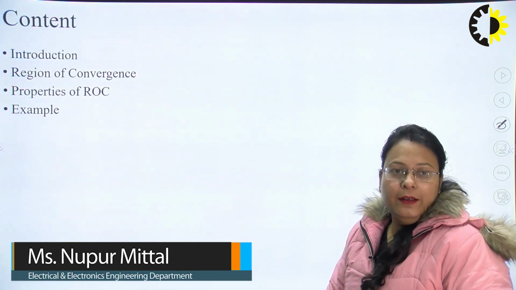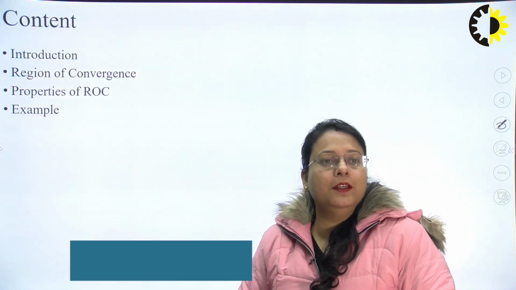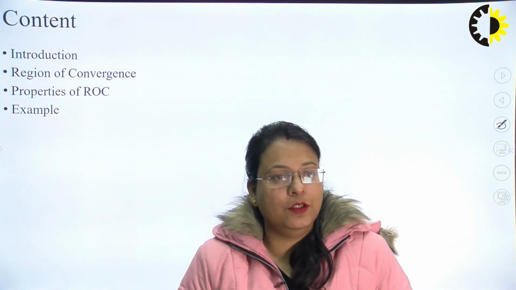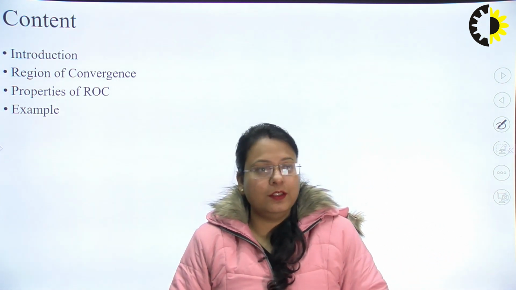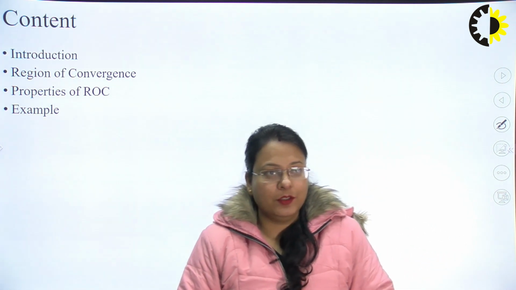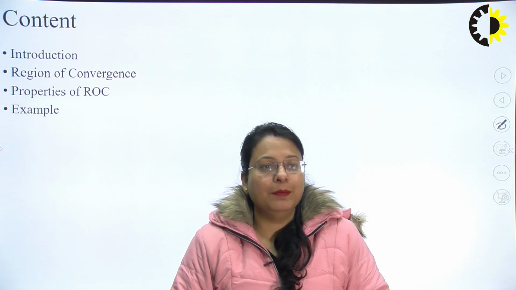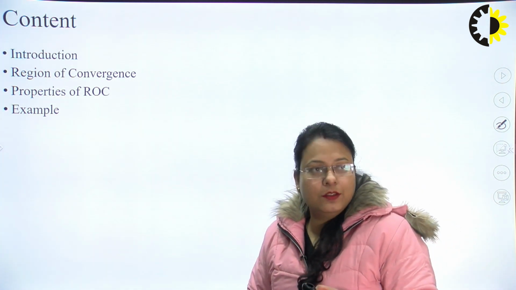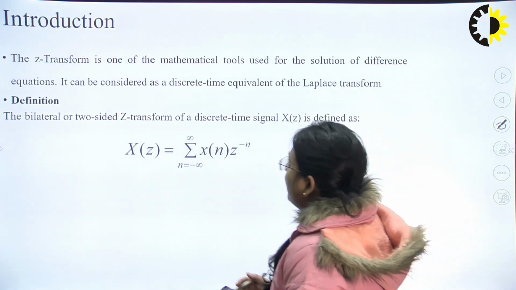Today I am going to discuss the last unit of basic signal and system, that is the Z transform. In this lecture I'll talk about the Z transform, the definition of Z transform and the region of convergence. What is region of convergence and what are the properties of region of convergence, and then I'll discuss some examples based upon Z transform including the region of convergence. So, starting with the introduction.